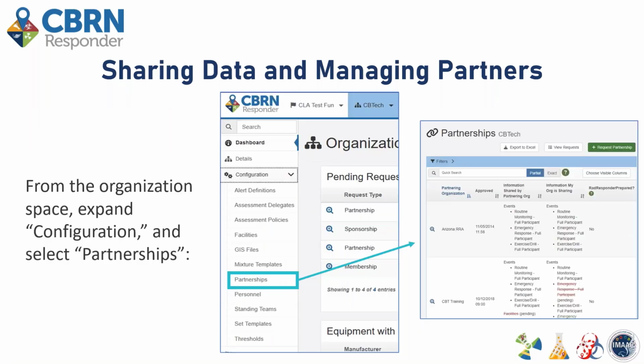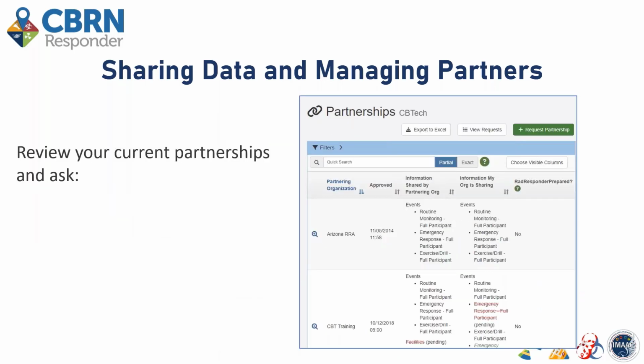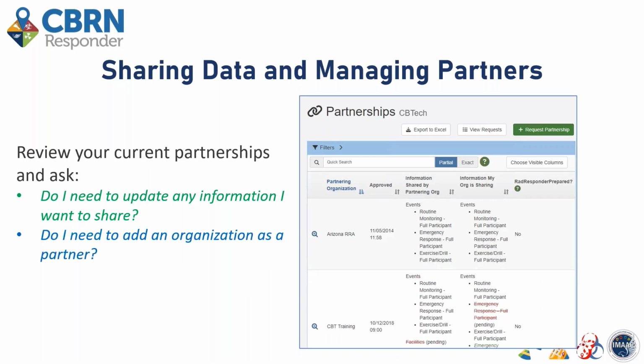From your organization space, right above the personnel page that we were in earlier, you have the partnerships option. By clicking that, it's going to show you a list of all of your organization partnerships. You're going to want to look at these partnerships and ask yourself, do I need to update any information that I want to share? Do I need to add an organization as a partner? Or do I need to delete any outdated partnerships?